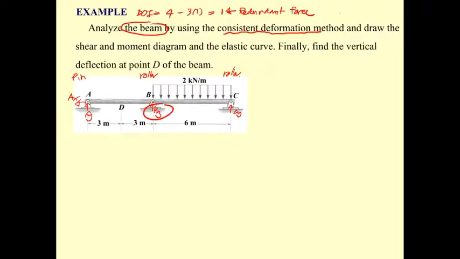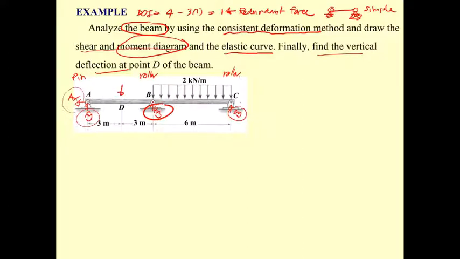Why? Because when we select B sub Y, the beam will change to a simple beam. So we can determine the deflection of the beam more easily. After we use the consistent deformation method to determine B sub Y, we will also determine the reactions A sub X, A sub Y, and C sub Y. And then we can draw the shear diagram and moment diagram of the beam. We also use the moment diagram and the supports to draw the elastic curve. And lastly, they ask us to determine the vertical deflection at point D.